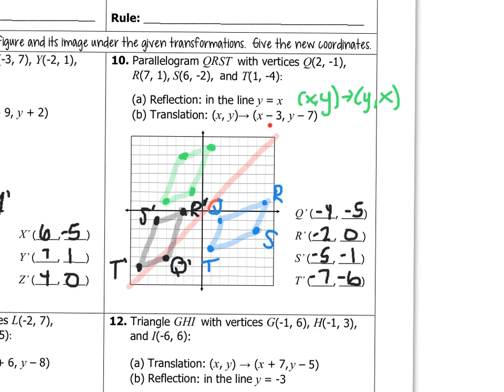But then you also have to translate it. So it's x minus 3, y minus 7, so I'm going to go 3 to the left and then down 7 to each point. So I go 1, 2, 3, 1, 2, 3, 4, 5, 6, 7. That's going to be my new R prime, and really pay attention to the notation. This is my R value, so then my new R prime is going to be right here. I label that -2, 0, and you do that to each point.